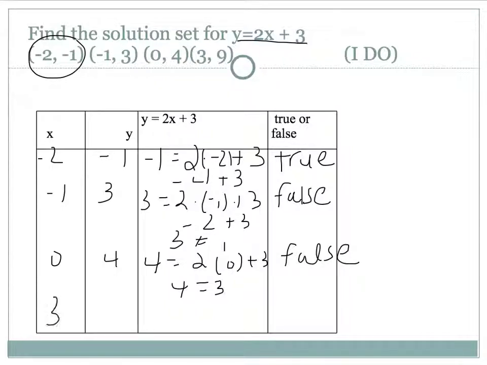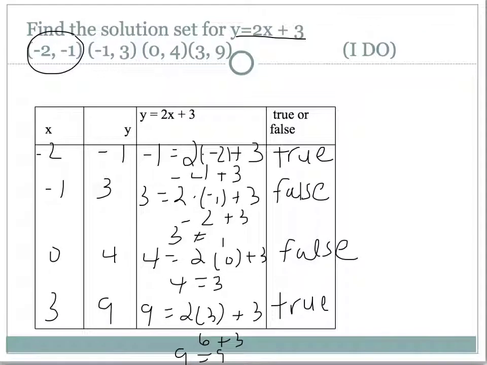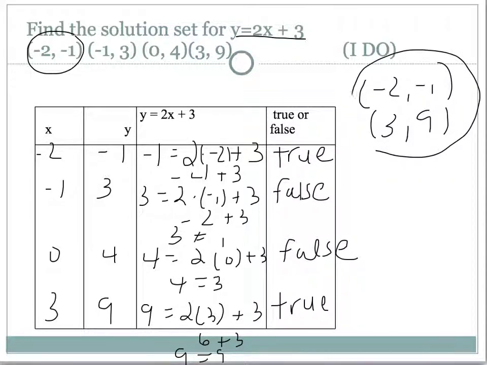And the last one, 3 and 9. So y is 9, x is 3. Okay, so I'm just going to move this up a bit. So here I have 2 times 3 is equal to 6. 6 plus 3 is 9. So 9 equals 9, true. Okay, so the solution set here would be negative 2, negative 1, and also 3, 9, because both of these points are on this line because they are proven true.